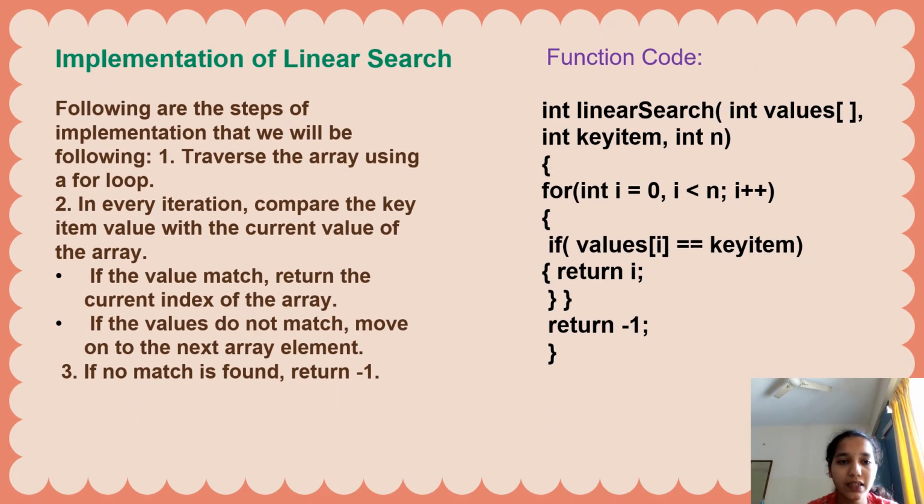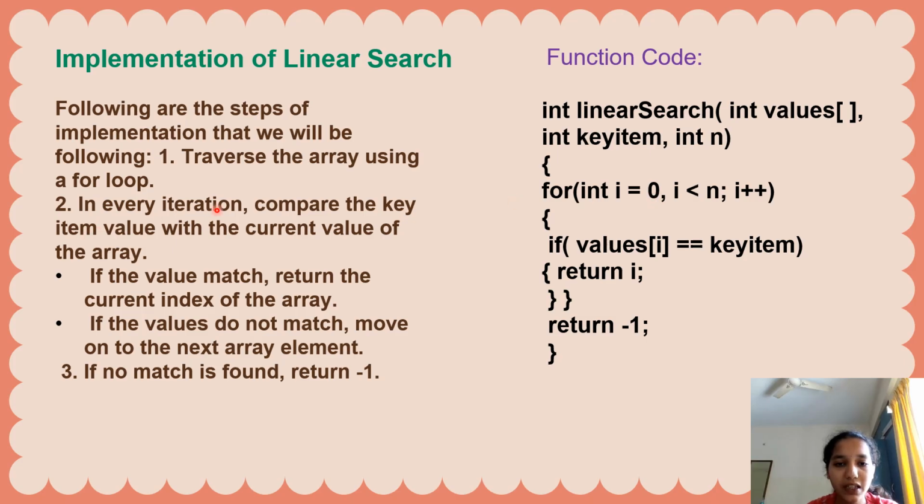Implementation of linear search. Following are the steps of implementation that we will be following. First, we will input the values such as int values, int key item, int n. Then we traverse the array using a for loop. We use a for loop here.